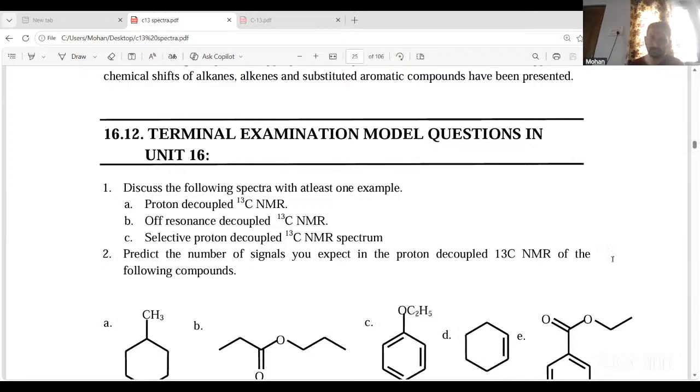I'm stopping here. Any doubts from this chemical shift calculation and coupling, homonuclear and heteronuclear couplings?